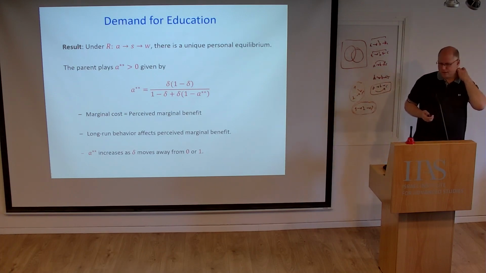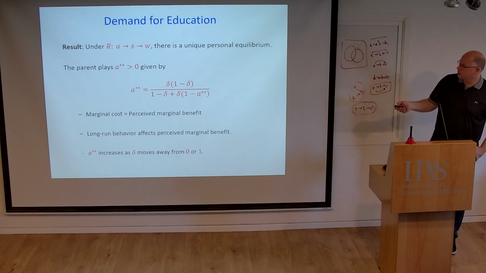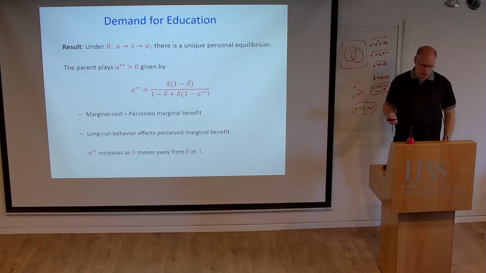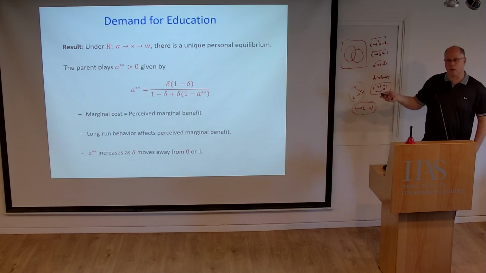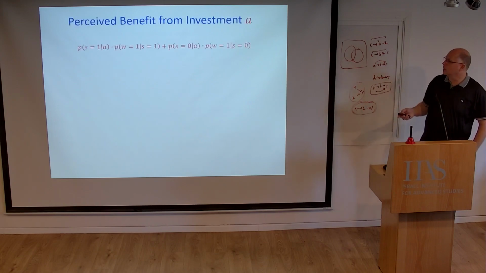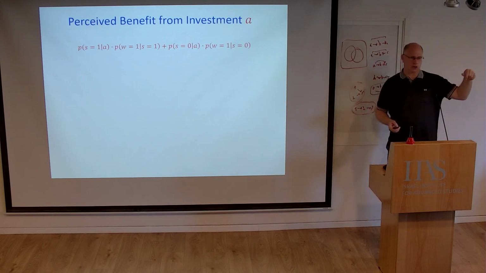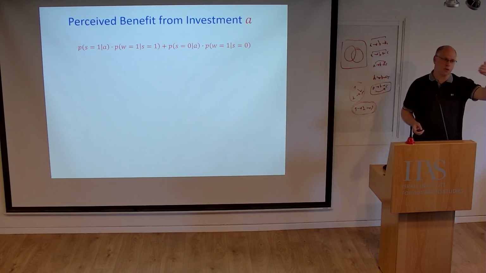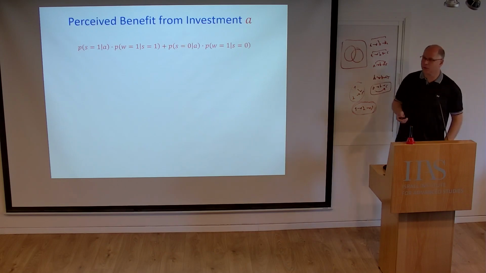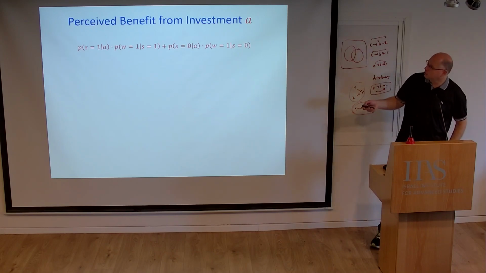Thank you. So I'll continue with our poor parent, who, as you can see, in equilibrium invests more than he should. Let's try to understand how to calculate that equilibrium, how to get there. Remember the parent's DAG. He thinks that A, his action, causes school performance, and that school performance is then the only cause of labor market outcomes. So effectively, this is what he wants to calculate.